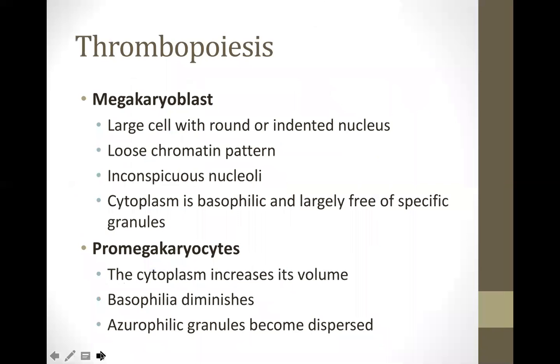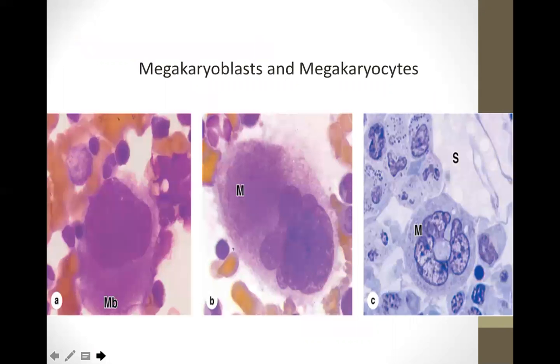Okay? Alright, so let's start with the megakaryoblast. It is a large cell with a round nucleus, inconspicuous nucleoli, and loose chromatin. So basically, it's basophilic, malaki. The promegakaryocyte, look, meron din silang azurophilic granules, just like the promyelocyte. Diba? Meron na azurophilic granules.